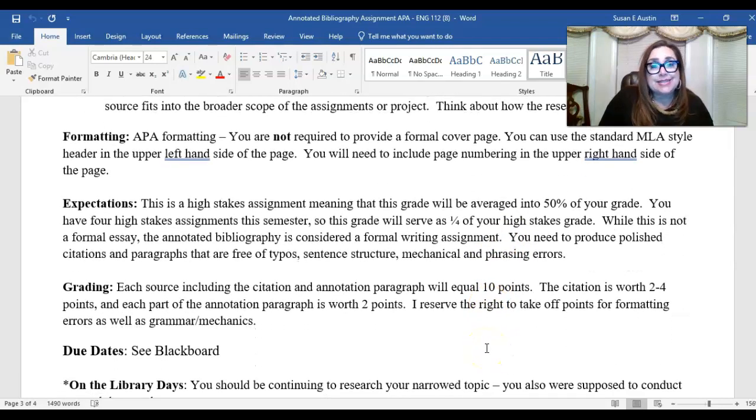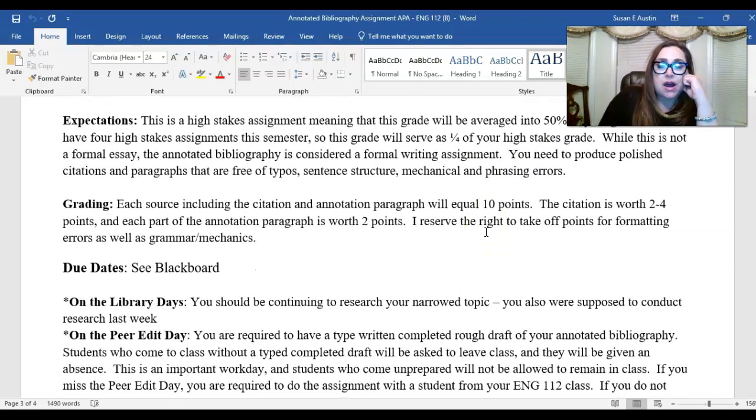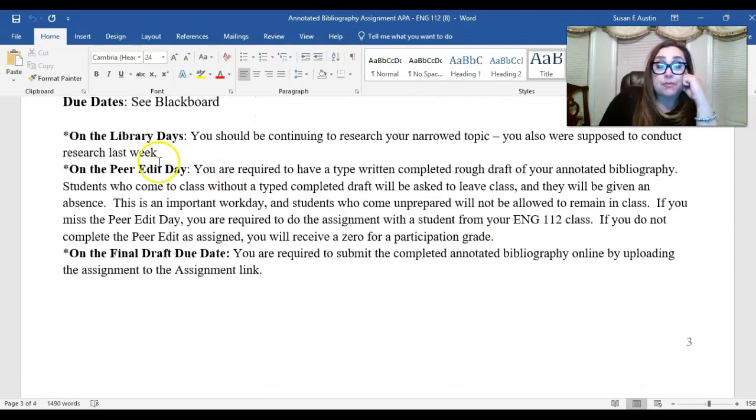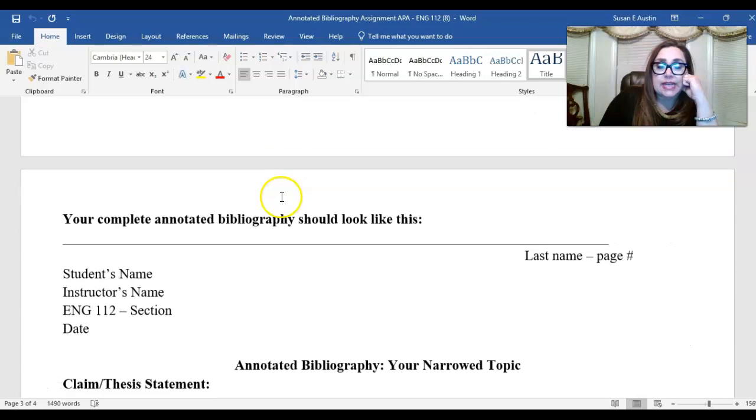This is a high stakes assignment, meaning it's a major writing assignment. And this says averaged into 50% of the grade. I'm going to change that and repost it because I used to count all the major stuff 50% and all the general things 50%, and then I changed it to 60%. So the major things in this class do count as 60%. And then the due date is in Blackboard, so I didn't really post that here.